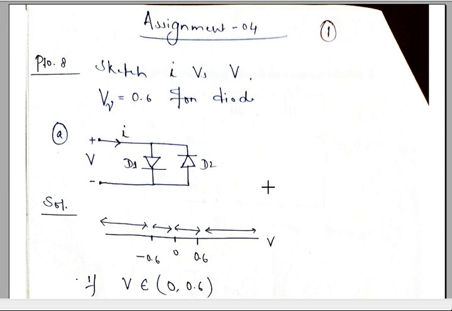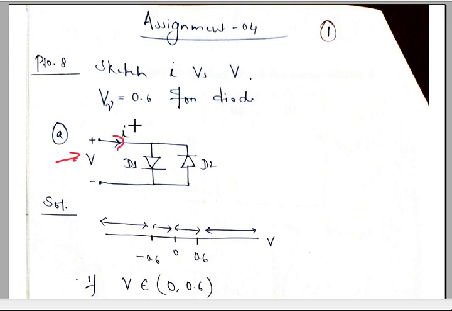Currently I am discussing problem number 10.8. Here the question asked was to plot I versus V for the given circuit. Means when the input voltage is increased from 0 to infinity, what is the value of current? Likewise, when this voltage is increased from minus infinity to 0, what is the current flowing? This current we have to plot.